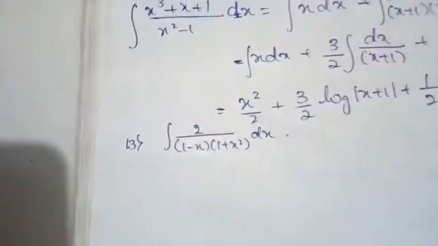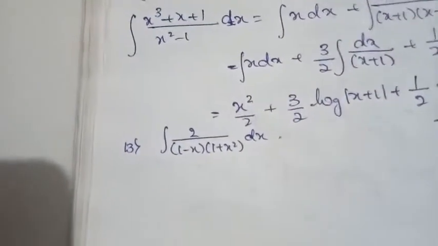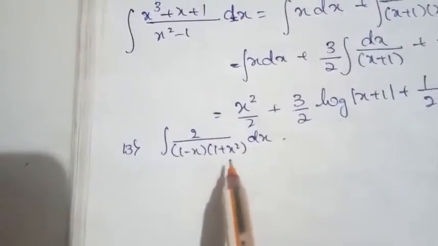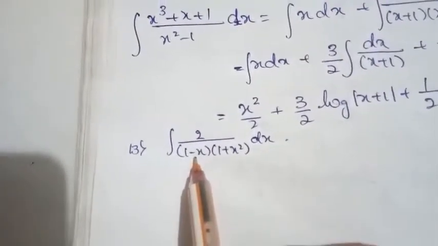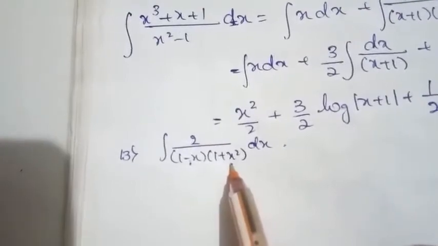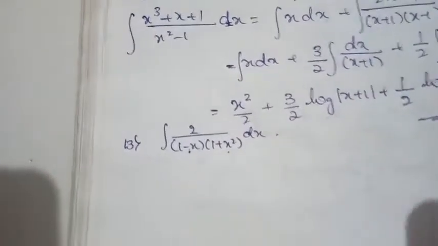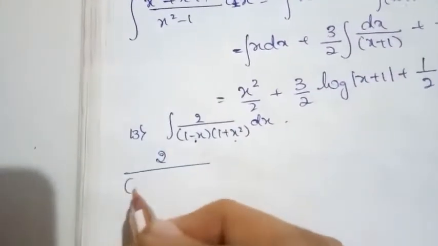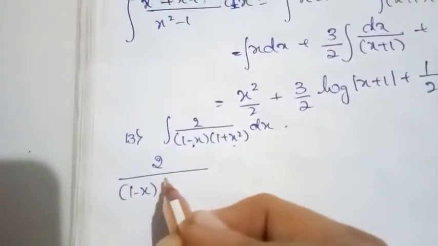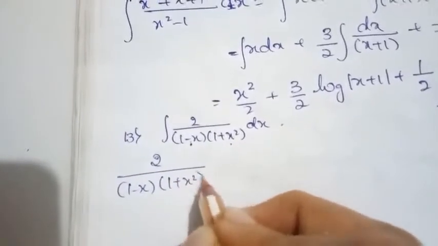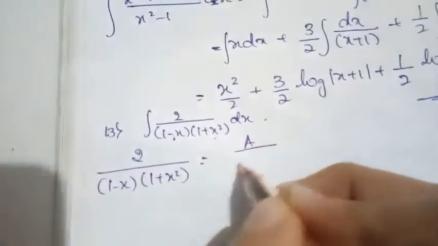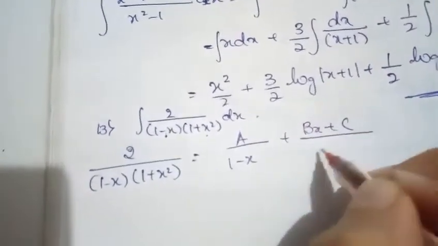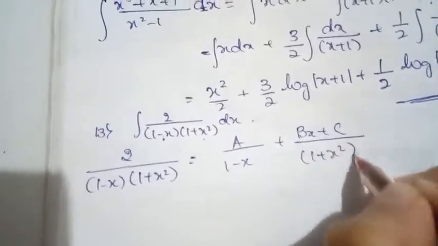The next question is integration of 2 divided by (1 minus x)(1 plus x square). Clearly in the denominator we have one non-repeating linear factor and another a non-factorizable quadratic. So if it is in this form, we write the partial fractions as: 2 divided by (1 minus x)(1 plus x square) is equal to A divided by (1 minus x) plus (Bx plus C) divided by (1 plus x square).